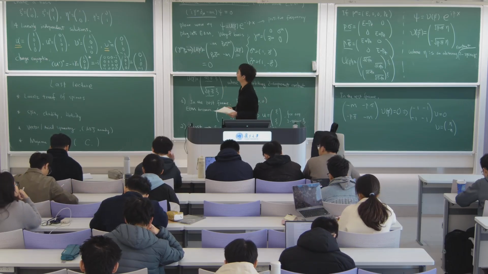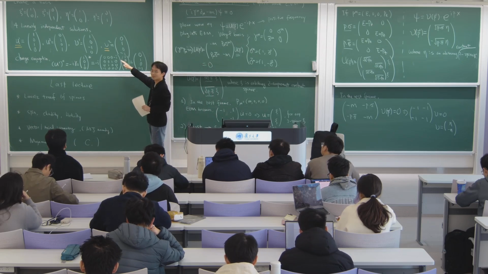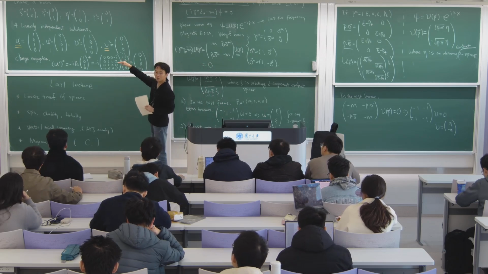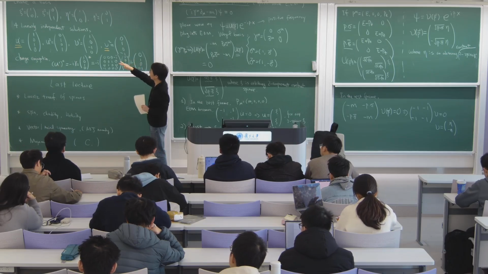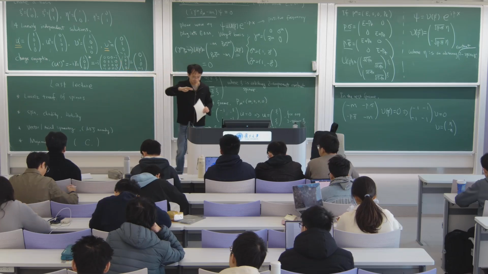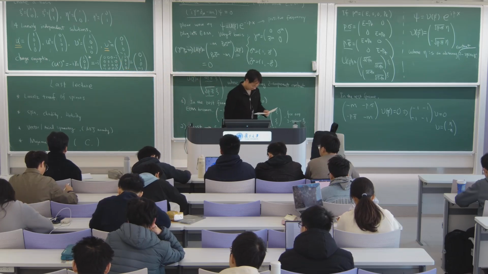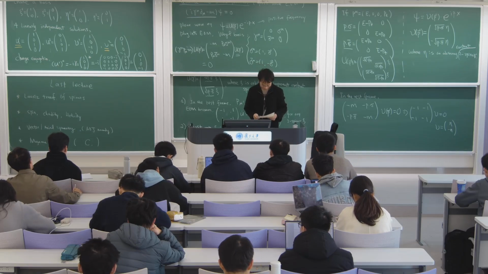So now we understand the meaning of these 4 independent solutions. U1 and U2 describe the particle, V1 and V2 describe the antiparticle, and the difference between 1 and 2 is a spin flip. This describes the two spin states of the particle.